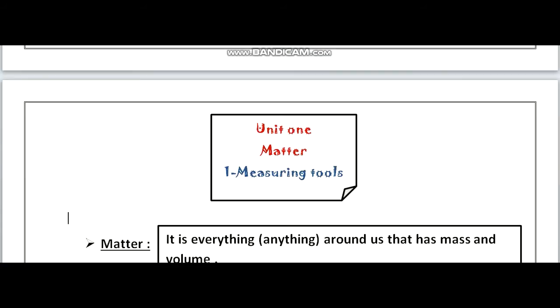In this term, you have two units. Unit number one talks about matter, and this unit is classified into four lessons. Lesson number one talks about measuring tools.